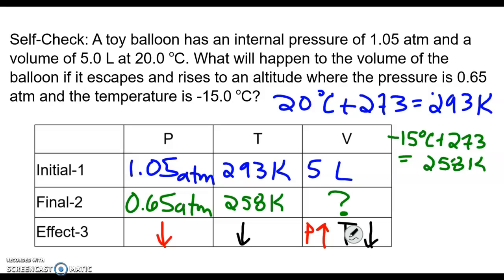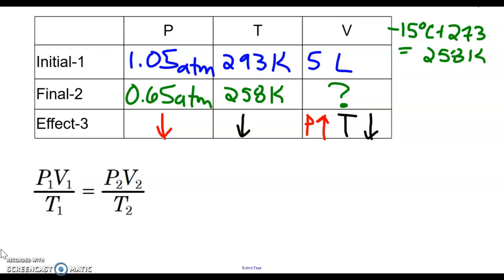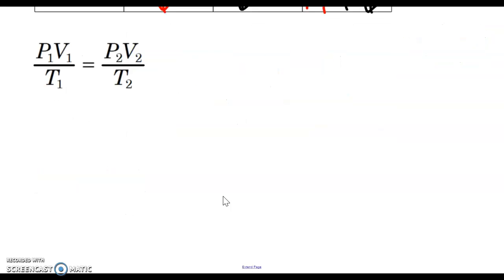In this case, the pressure changed by almost 40%. The temperature did not change quite as much. So I'm going to predict that the pressure is going to be more successful in pushing the volume up than the temperature in pushing the volume down. So I'm going to come down and move on to step 2, rearranging the problem.